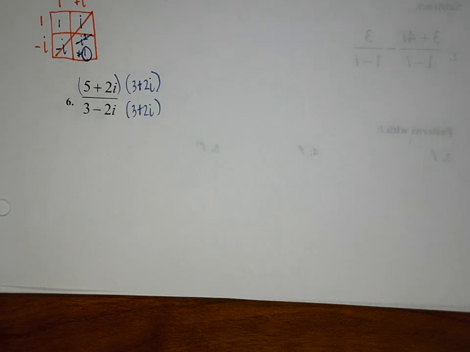So remember, this is going to be a negative 4i squared, which I'm now making a positive 1. Perfect. Good.